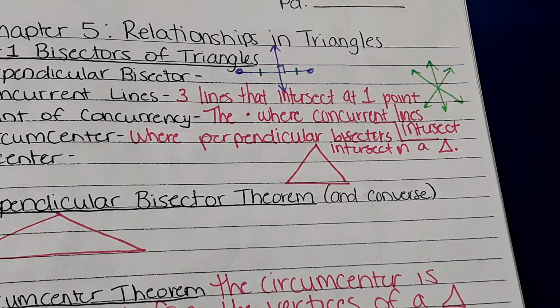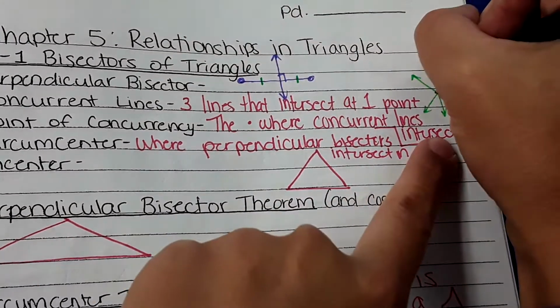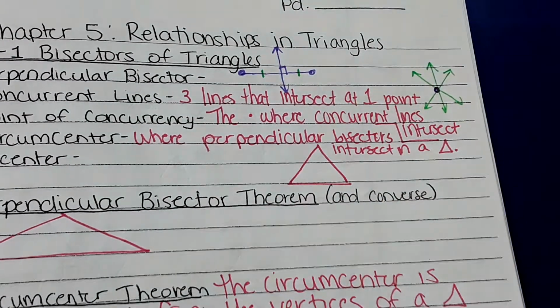Okay. Point of concurrency. The point where concurrent lines intersect. So we drew concurrent lines here. The point where they intersect is the point of concurrency.